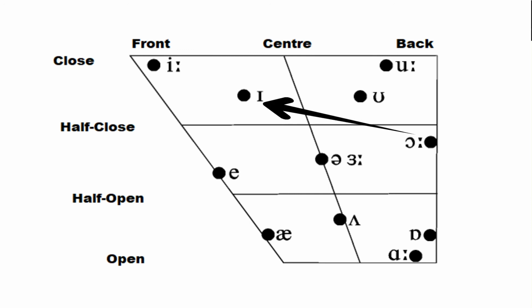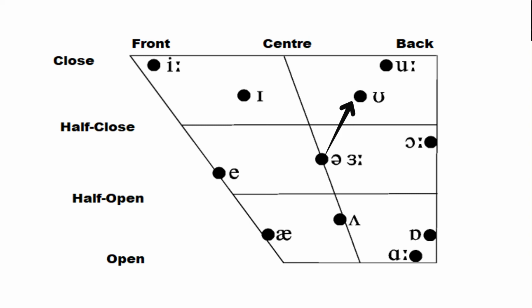All right. Then we have ow. At the beginning the lips are almost neutral, and at the end there is lip rounding, as in the word now. And then we have oh, as in no. So at the beginning again the lips are neutral, and at the end there is lip rounding.